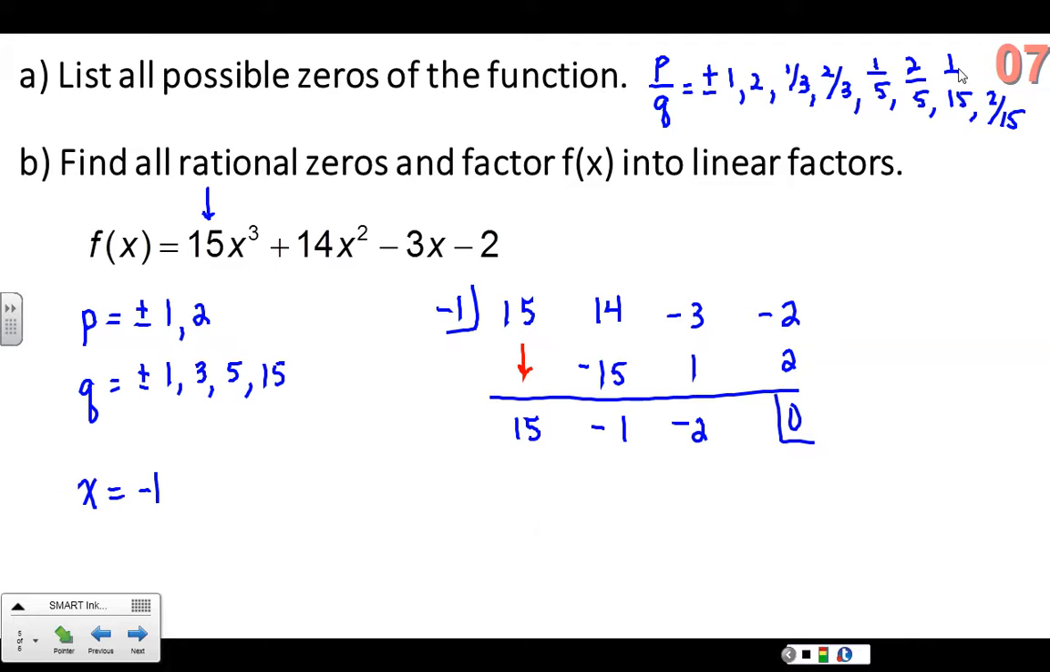Now, though, I have diminished my equation down from a cube to a square. So this is 15x squared minus x minus 2 equal to 0. So hopefully we can factor this. I'm going to go to the next page and show you bottoms up factoring in case you have forgotten how to do that. We got 15x squared minus x minus 2.